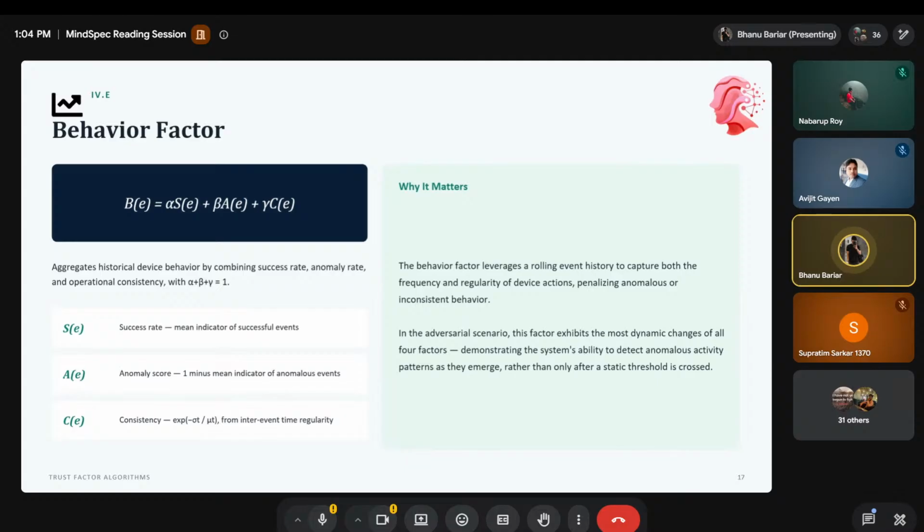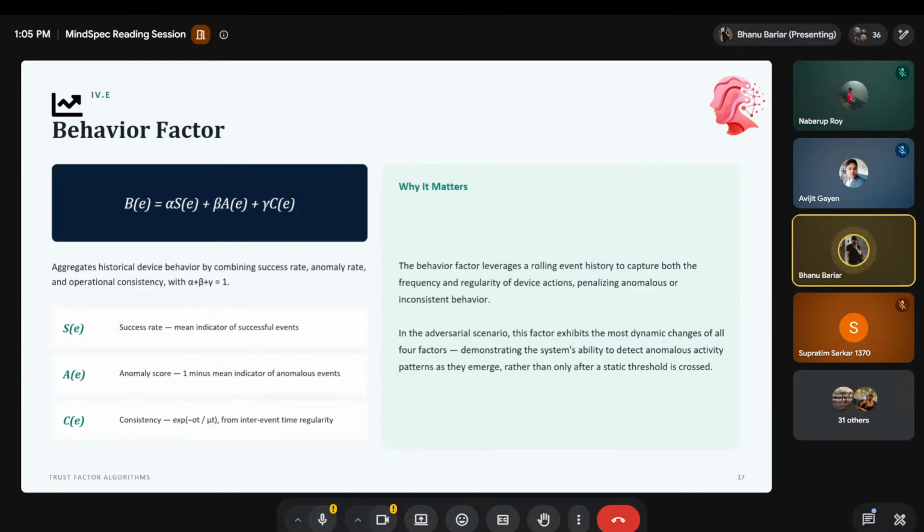And finally, consistency. Consistency evaluates whether the device behaves regularly or not. Most legitimate devices operate according to predictable schedules. For example, an environmental sensor may send readings every 5 minutes. Suddenly transmitting hundreds of messages every second would represent inconsistent behavior. And the consistency score captures exactly this kind of deviation.